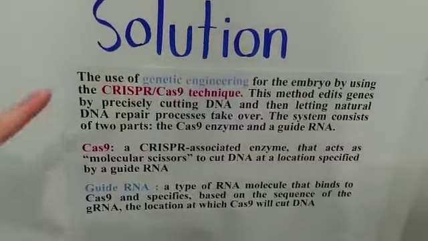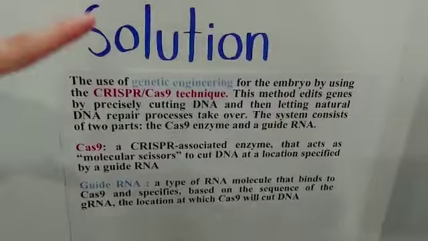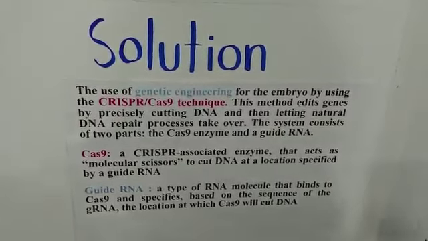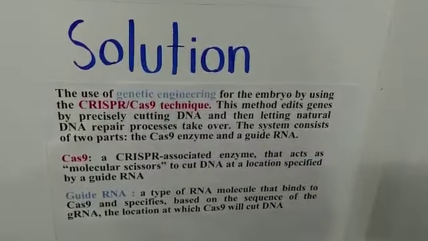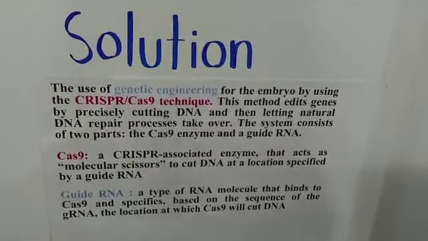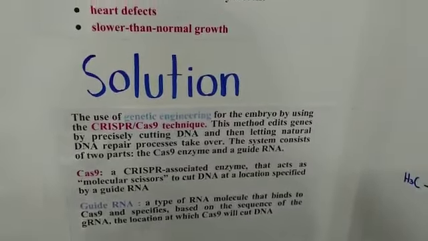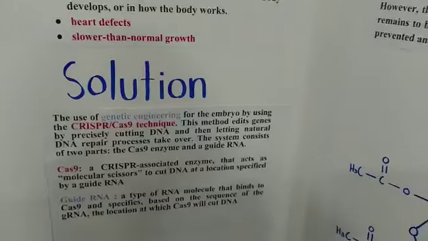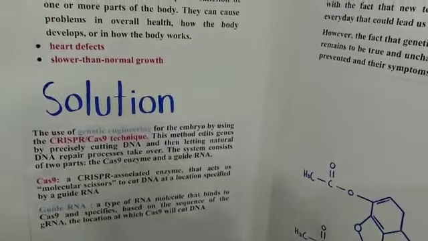It's a procedural technique. It edits the gene by precisely cutting the DNA and letting the DNA naturally repair itself. So for the mutated DNA, we would cut the DNA, and then the normal DNA would repair it, and the mutated DNA would just go away, and it would repair itself.